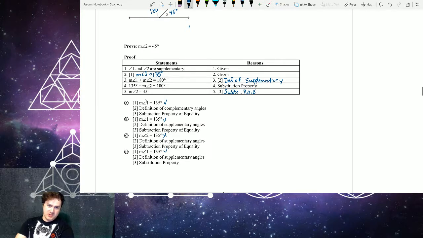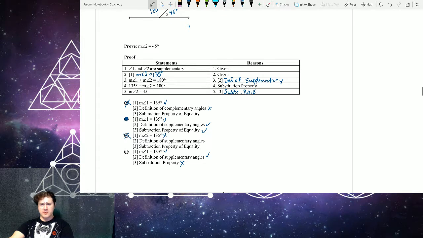2, it says definition of supplementary. On A, complementary. Nope. Supplementary, check. Well, we've already crossed out C, so we don't need to worry about that one. And then supplementary, check. So it's going to come down to the last one. We're at subtraction property of equality. Checks out on B. Substitution on D, so it is not D. The correct answer is B.